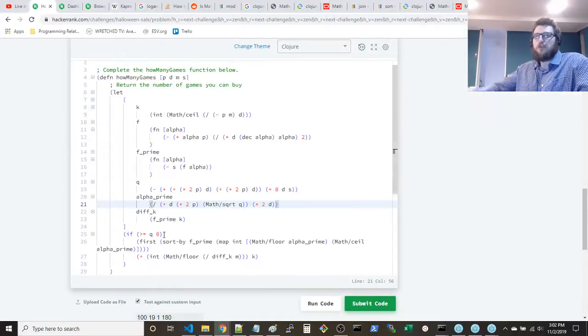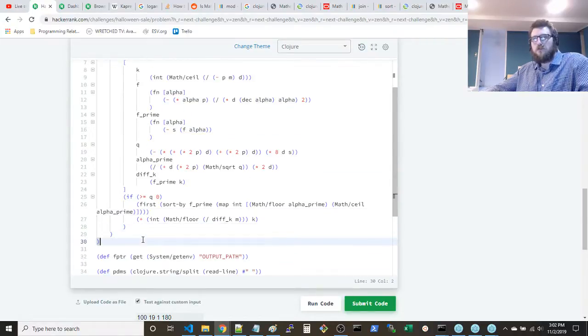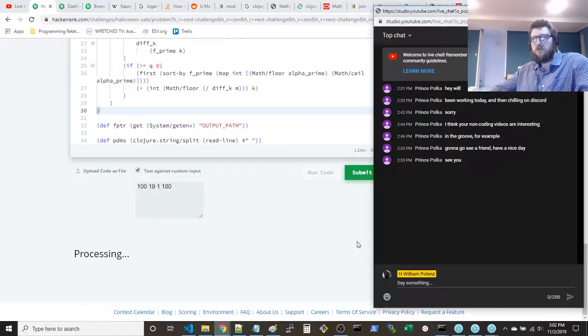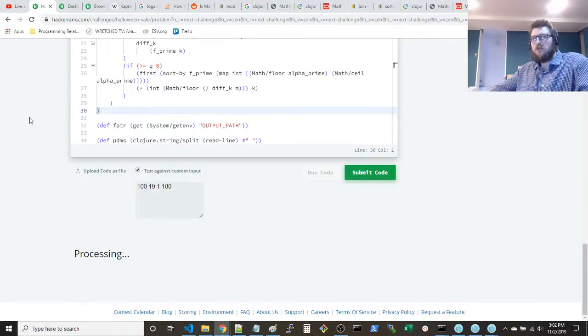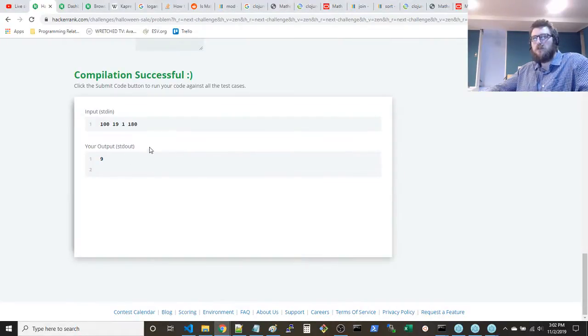Now the interesting part, so alpha prime, right? So we can do the same thing we did here. F prime of S minus F of alpha. I think this is correct now. Let's see how this goes. It's supposed to give us 0.